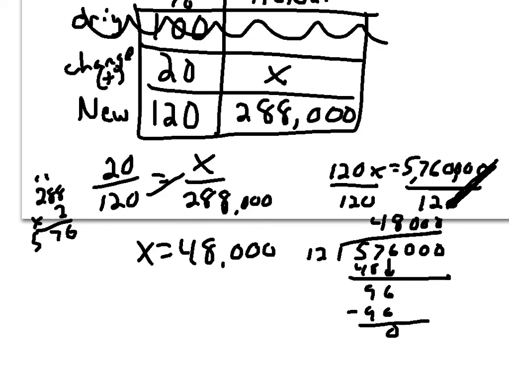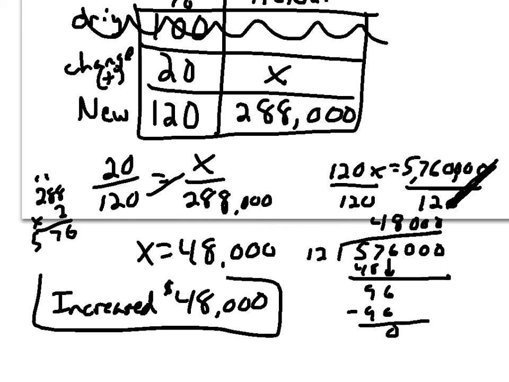And if we answer the question, it asks us by how many dollars did it increase? So it increased $48,000. So the value of the house went up quite a bit. That's a good thing.